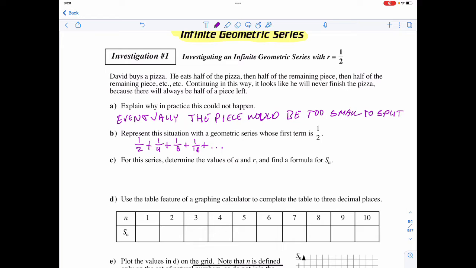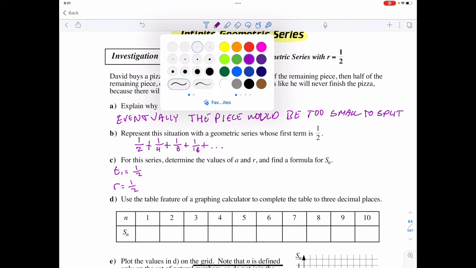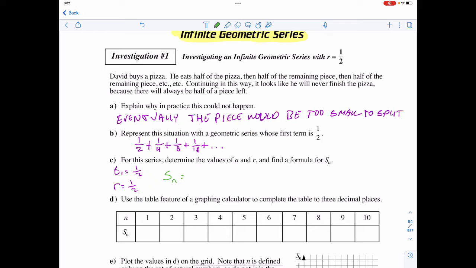Now, based on this series, the values of a and r, well, the first term is going to be 1/2, obviously. The common ratio, we've already said based on the problem, I'm eating 1/2 every single time. Which means that given my series formula, I'm going to take my first term, multiply that by my common ratio to the power of n minus 1, and that's all going to be divided by my common ratio minus 1.